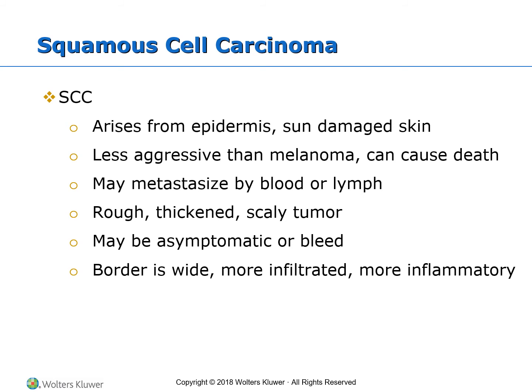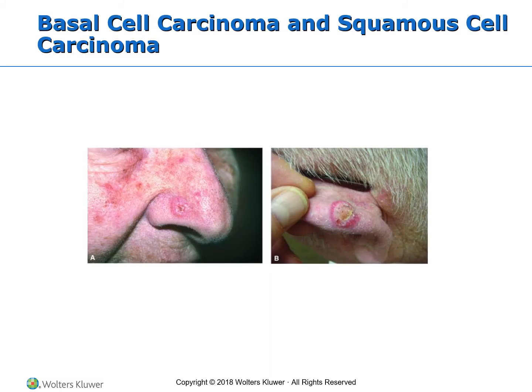It can metastasize into the blood or the lymph system. It's less aggressive than the melanoma, which we'll talk about next, but more aggressive than your basal cell, which we talked about first. The lesions can be bleeders or they can be asymptomatic. And here are the different types. Your basal cell is on the left and your squamous cell is on the right.